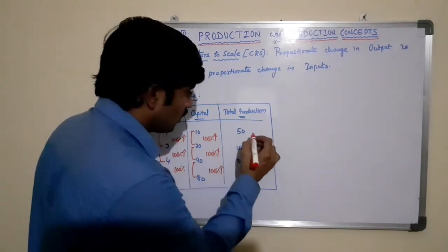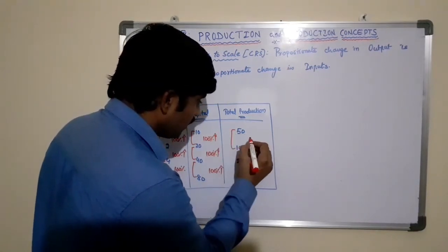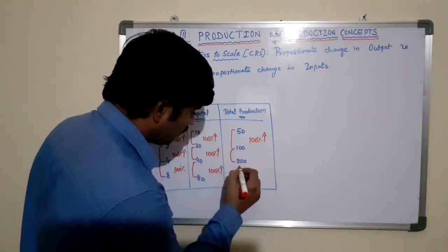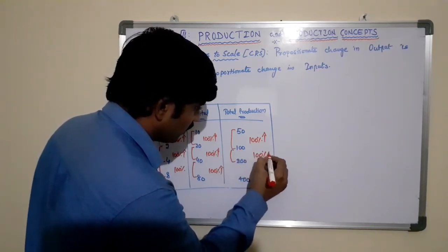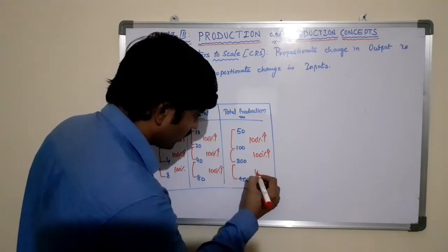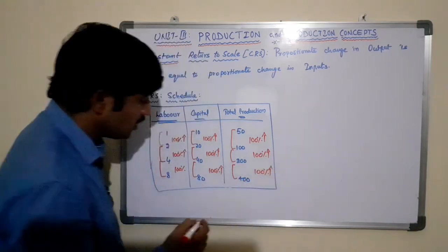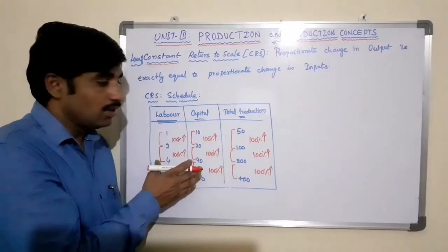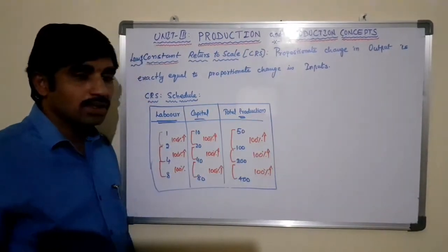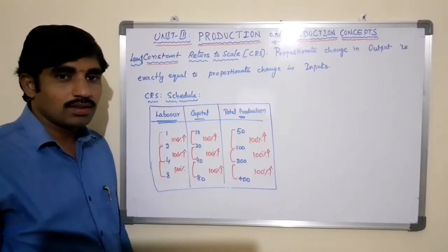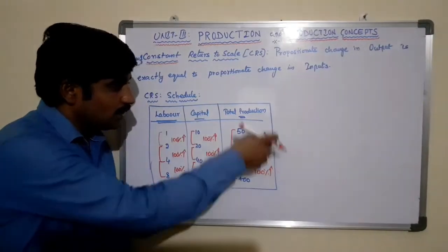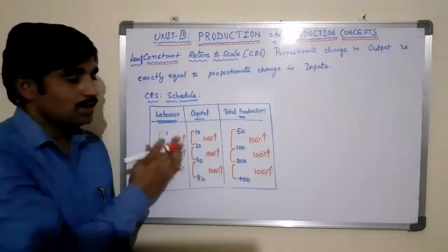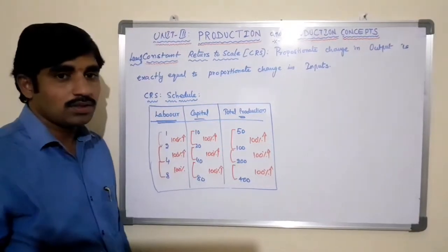When the total production goes from 50 to 100, 100% increased. 100 to 200, 100% increased. 200 to 400, 100% increased. This means a 100% increase in the total inputs leads to a 100% increase in the total production. In other words, the proportionate change in the total output is exactly the proportionate change in the total inputs introduced.